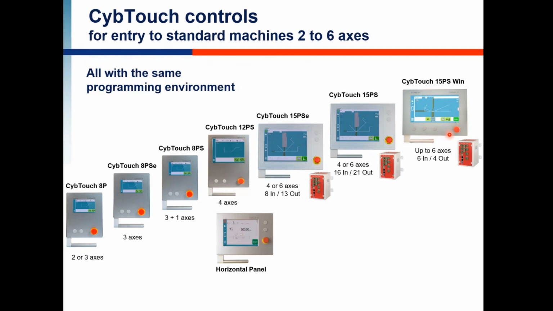Why is it called Win? It is because it's running on Windows, which means you can connect it to the network. You can add a keyboard or mouse, and you have all the advantages that Windows brings. It has also more options. For example, bending assistance, A-axis, H-axis can be managed with the touch 15 Win.